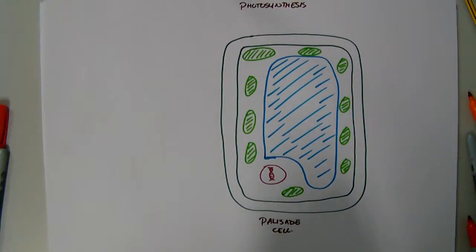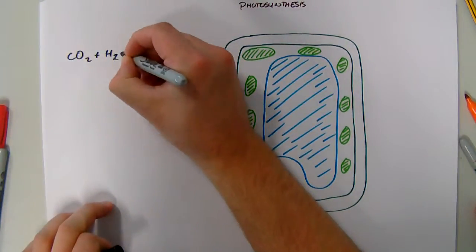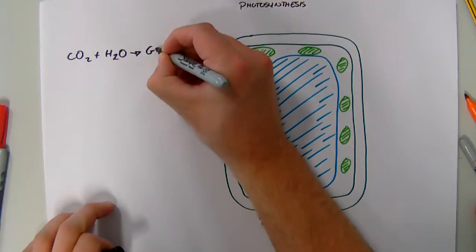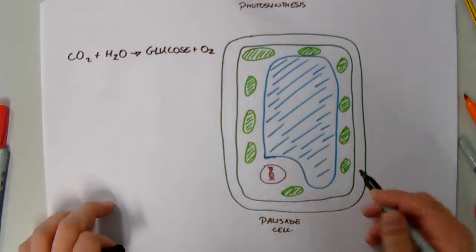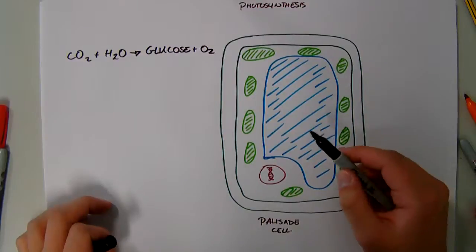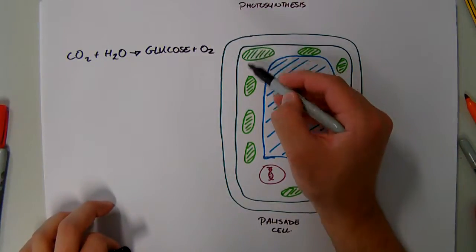Okay, photosynthesis. Exact opposite of respiration. In photosynthesis, you will get carbon dioxide and water reacting to form glucose and oxygen. All right. Now, in photosynthesis, the organelles that carry out photosynthesis are my chloroplasts.